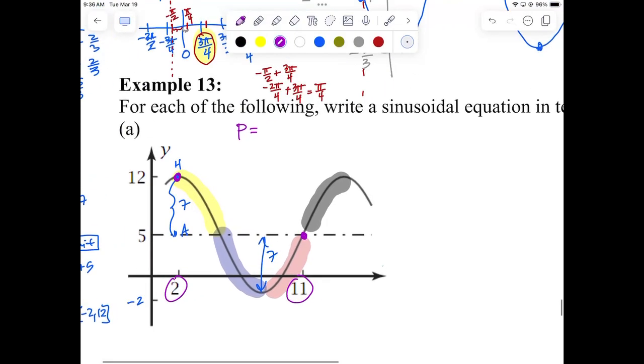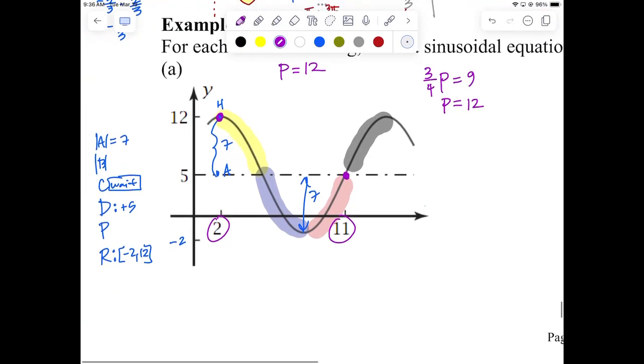So here's what we know. We know that 3/4 of the period is the distance from 2 to 11. How far is it from 2 to 11? 9. So if you know 3/4 of the period is 9, is there a way to figure out what the period is? 12. Thank you. You just multiply both sides by 4/3, and you get 12. 36/3 is 12. The period is 12.